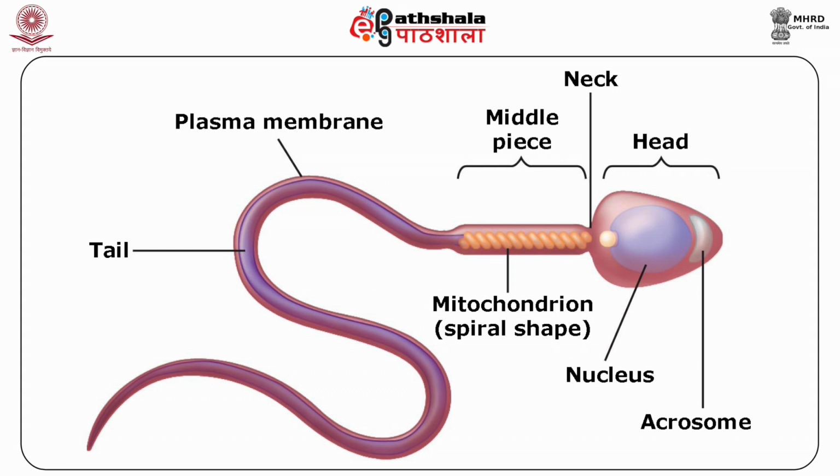Then the midpiece of the sperm contains several mitochondria. Mitochondria are the source of energy for the flagellum for smooth propagation of the sperm in a fluid environment. And the last part is the tail, called the flagellum. The flagellum is composed of microtubules.